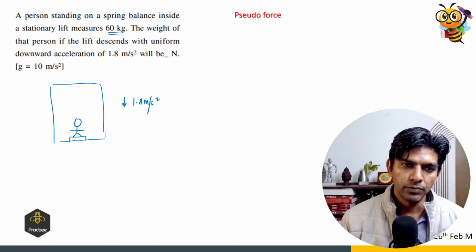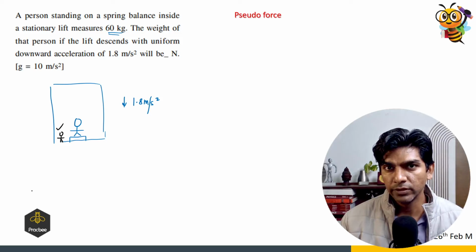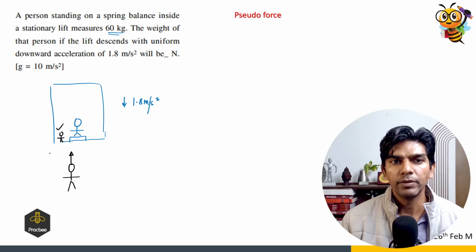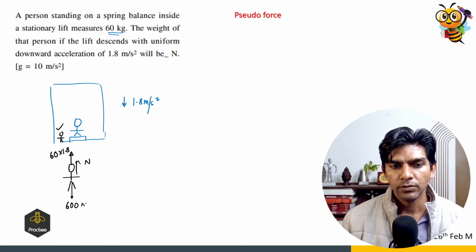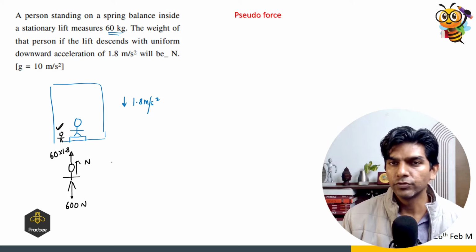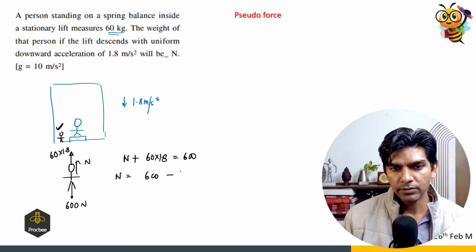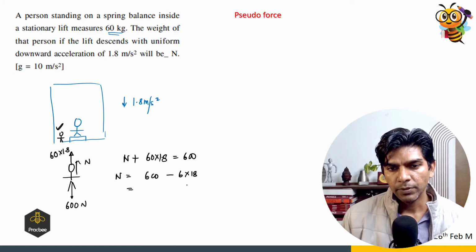Now if I draw a free body diagram, or let us observe this person with respect to this non-inertial frame, then we have to exert a pseudo force. So there will be a pseudo force in the upward direction, which will be mass, that is 60 times the acceleration. And there will be a normal reaction n, and there will be a gravitational force mg, which will be 60 times g, so 600 in the downward direction. So with respect to this observer, the person is at rest, so the forces should balance each other. So n plus 60 times 1.8 should be equal to 600, or we can say n will be equal to 600 minus 6 times 18. So this will be 108. So this comes out to be 492 Newton. So 492 is the answer.